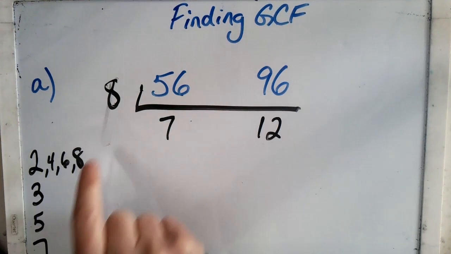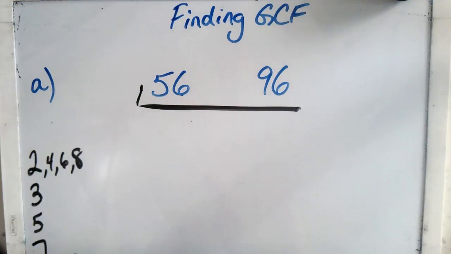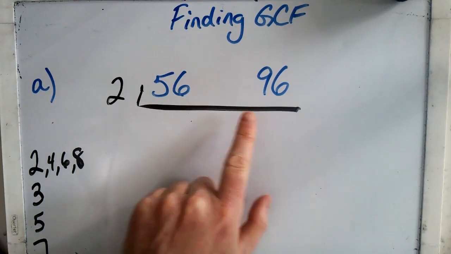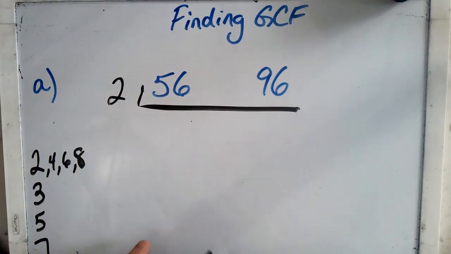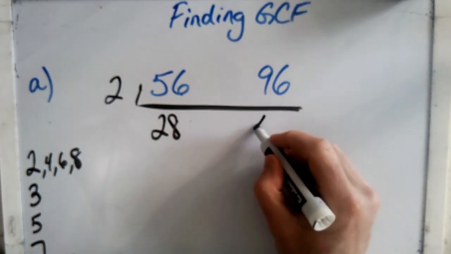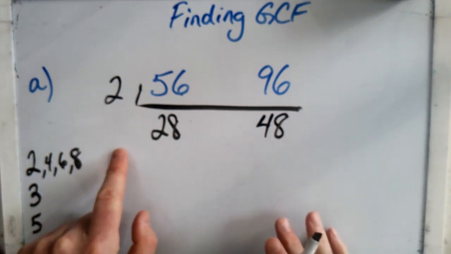Now what happens if you can't think of 8? Start with a small number. 2 goes into both, so use your calculator. 56 divided by 2 is 28. 96 divided by 2 is 48. Now, we're not done there. We have to look again.